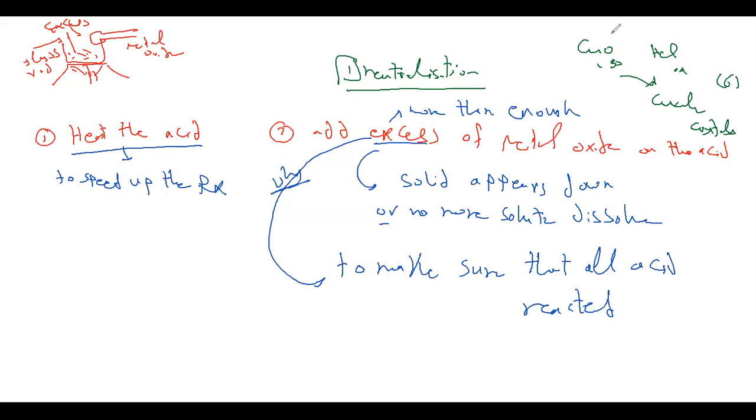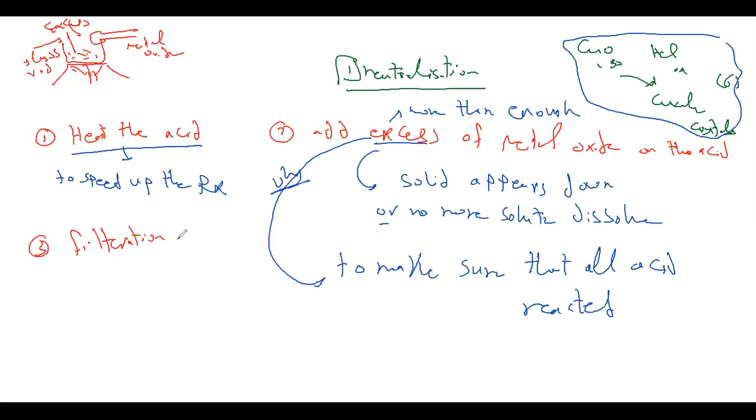So after that, heating the acid to speed up the reaction, add excess of the metal oxide to the acid. For the preparation of the salt, we are using the red color. For explanation, for the question, we are using the blue. So for the first one, heat the acid. Number 2, add excess of metal oxide to the acid. Number 3, filtration.